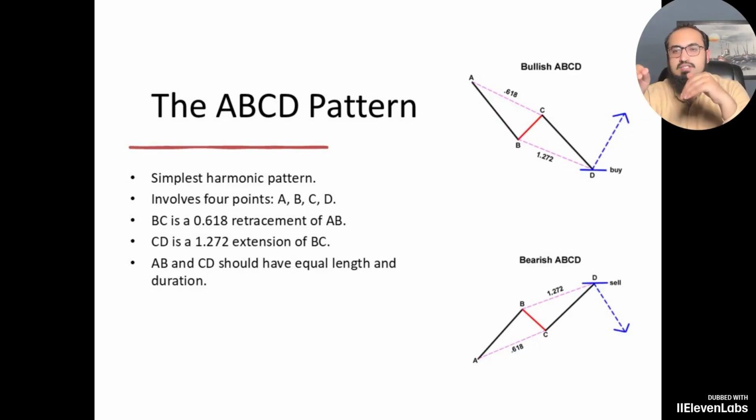And when this is complete, we will sell from the end of the move, and what will be its target? Its target will be the 0.618 retracement level of the A to D movement, of the total movement. So these are done. That is the ABCD pattern.